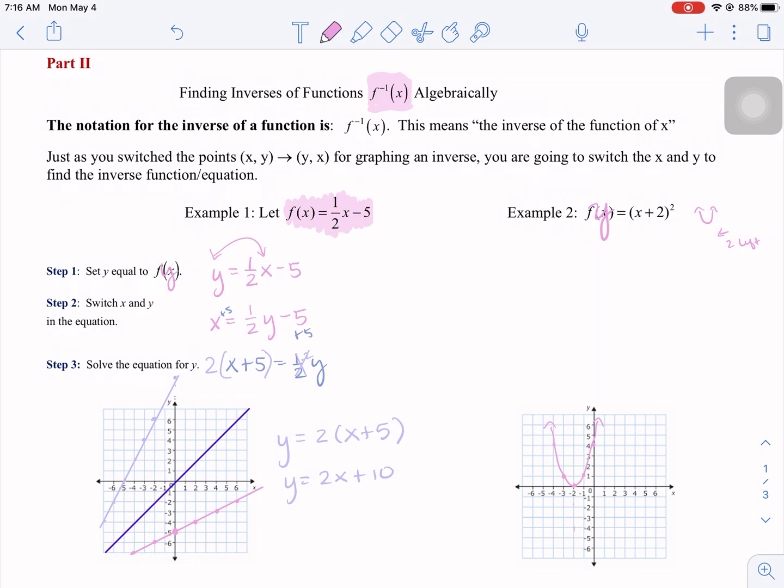Now, let's start by switching x and y. So we're going to say that x equals (y plus 2) squared.